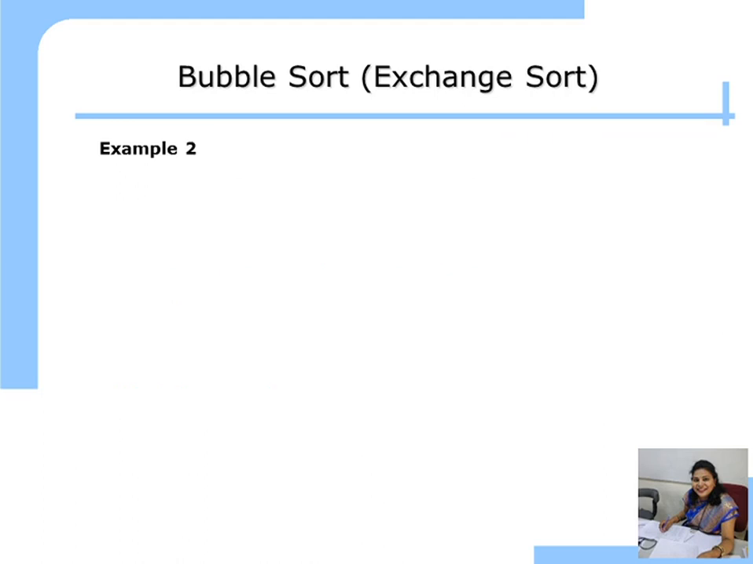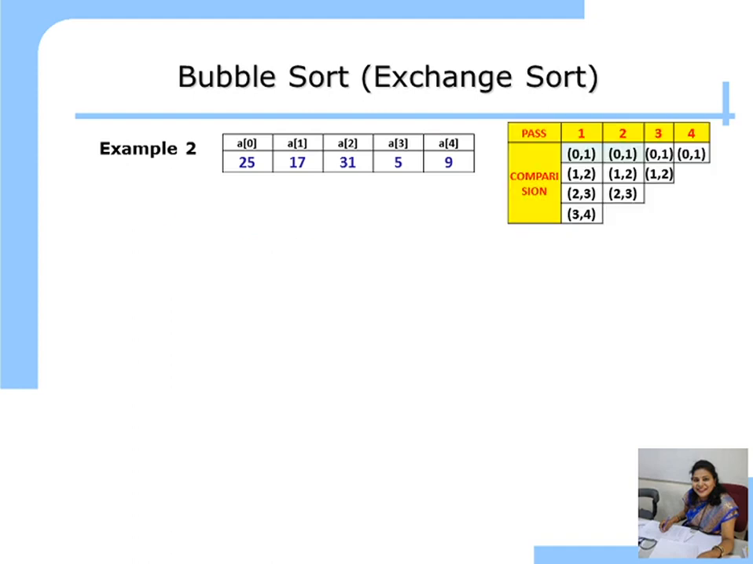Let us see another example of the bubble sort. This is another example: 25, 17, 31, 5 and 9. How many elements are there? 5. So how many passes will you require? 5 minus 1, 4.